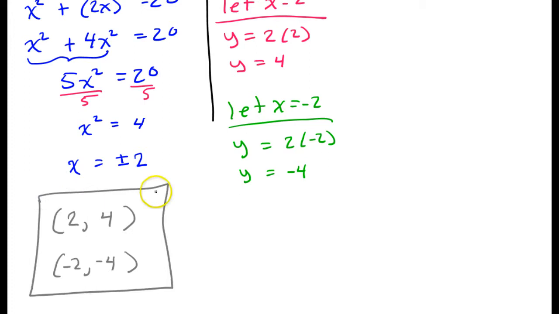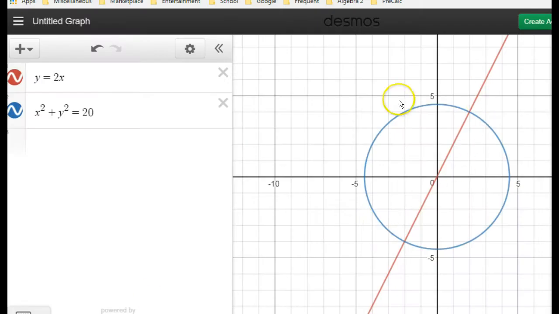Well, let's take a glance at desmos.com and see what this system actually looks like. And let's identify these intersection points. So take a look. Here's our circle and our line passing through it. And we have an intersection point here at 2 comma 4. And we have another intersection point here at negative 2, negative 4, which is exactly what we found when we did this by hand.